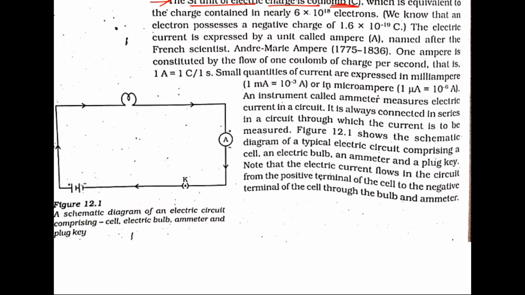You can see the diagram regarding the electric circuit. In this, what is happening? There is a cell, an electric bulb, an ammeter and a plug key. See, this is a cell.